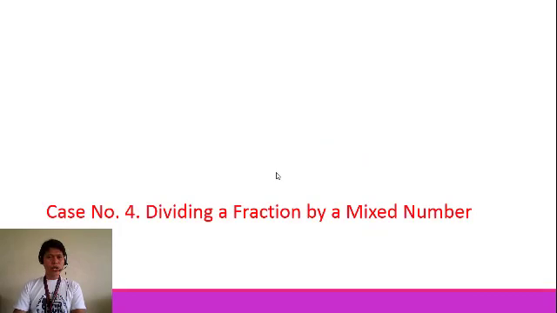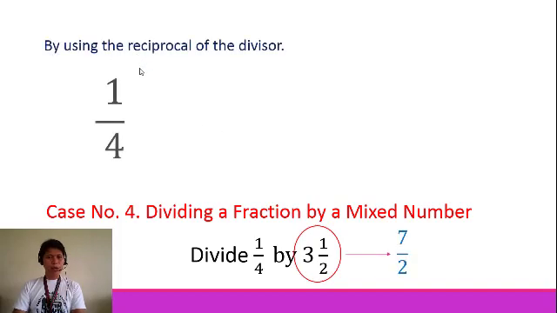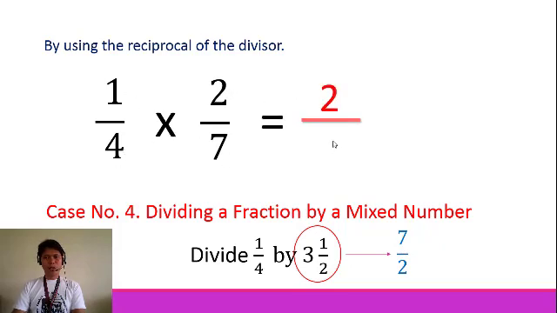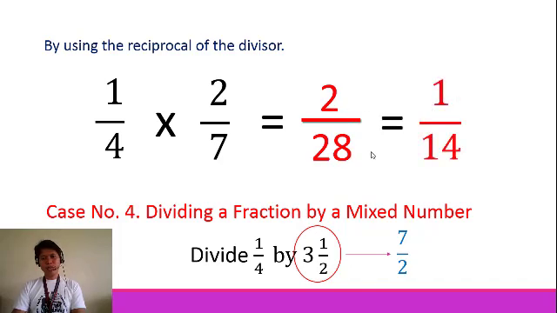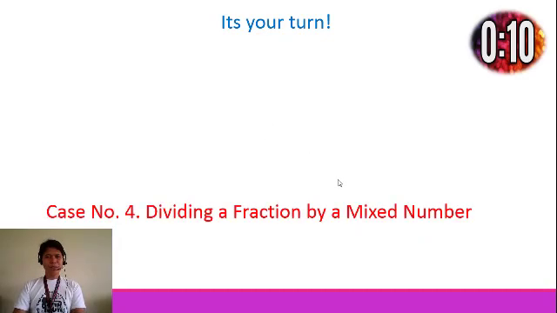Or you can use the second method, which is the same. By the reciprocal of the divisor, copy 1/4 and then change the sign into multiplication, and then the reciprocal of 7 over 2 is 2 over 7. So 1 times 2 is equal to 2, and 4 times 7 is equal to 28, and then divide by 2, so 2 divided by 2 is 1, and 28 divided by 2 is 14. The answer is 1 over 14. The same results. Again, it's your turn. You have 10 seconds, or you can pause the video if you need more time. Case number 4. Divide 1/3 by 1 and 1/2. Start.